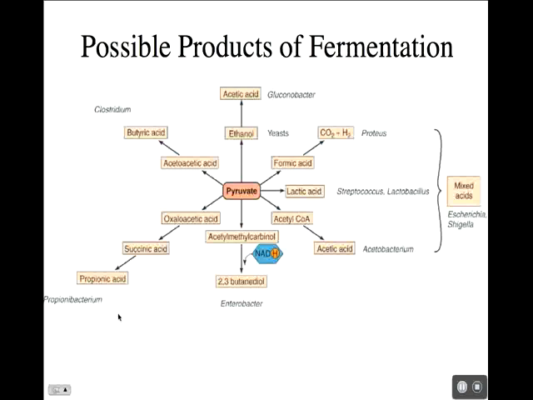So do not memorize all of the different organisms and exactly what kind of fermentation they do. I'm using this to try and give you the idea that there's lots of possible outcomes from fermentation, just depending on what that organism turns the pyruvate into during its process. Right? Sometimes it releases gas, sometimes not. Sometimes it forms an acid, sometimes it forms an alcohol, just depending on what enzymes it has to run fermentation.